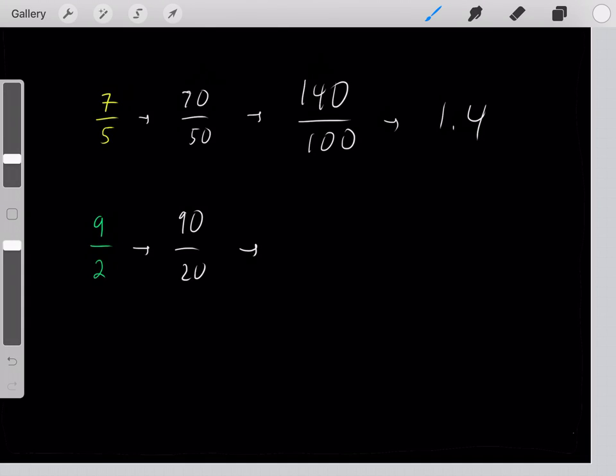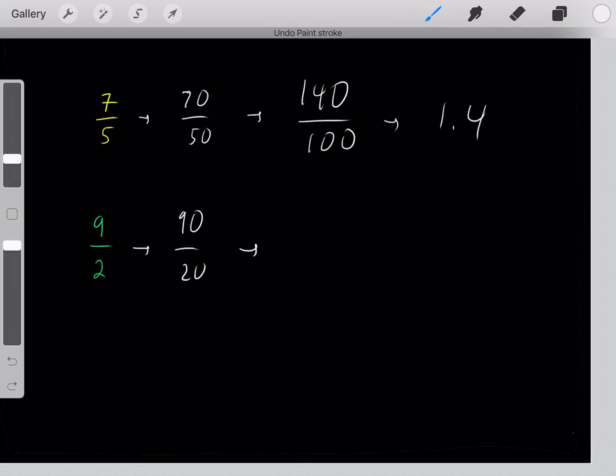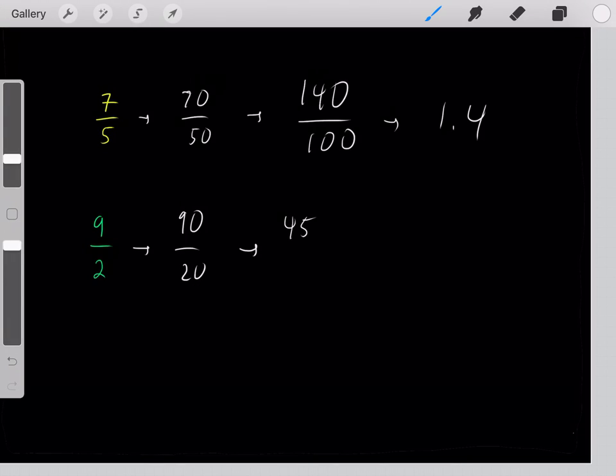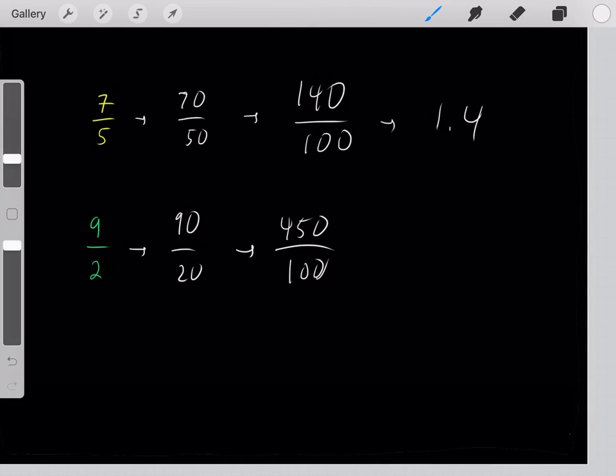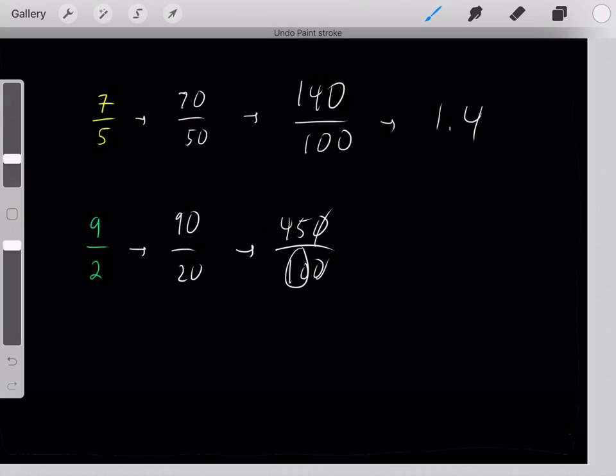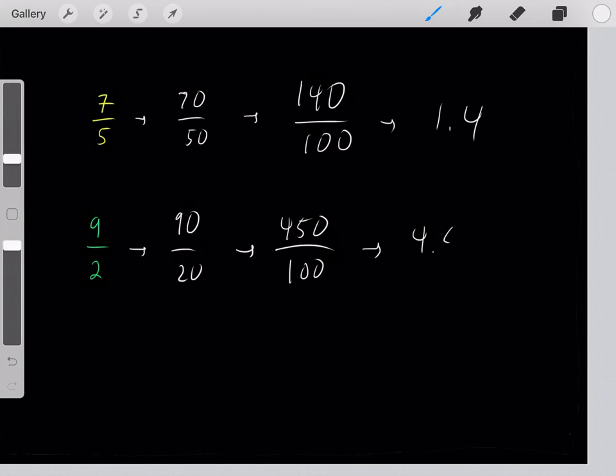Now what we can do is multiply the top and bottom by 5. So multiply the top by 5, we get 450, and multiply the bottom by 5, we get 100. Now we know we can just cancel the magnitudes. Cancel one magnitude, and then 45 divided by 10, cancel another magnitude. So now we have 4.5.